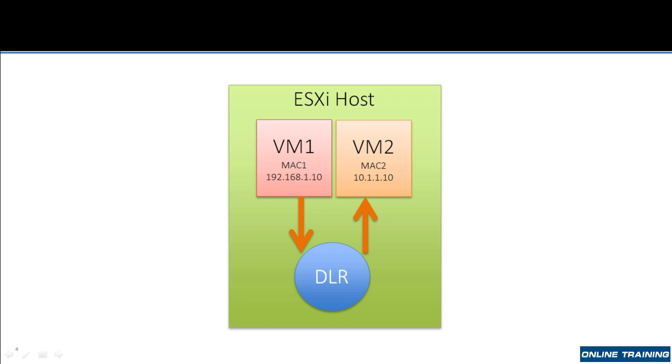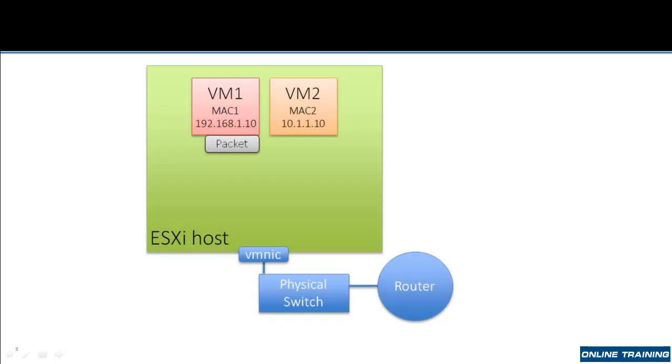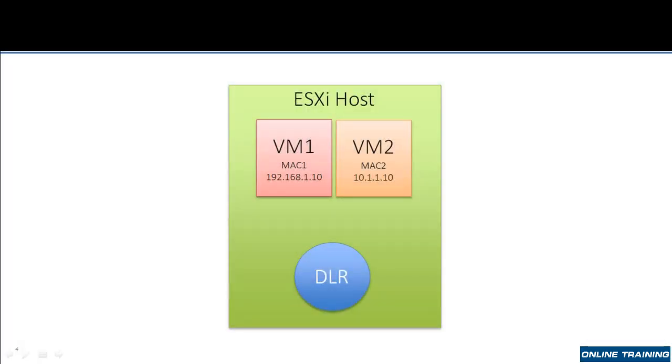That's what we call hairpinning. And I'm not sure this will come up on the exam, but when we talk about packets being unnecessarily sent to the physical network and hitting devices that they don't really need to hit, that's hairpinning. The DLR eliminates that hairpinning by performing the routing right within the hypervisor. So that's one of the big features of the distributed logical router.